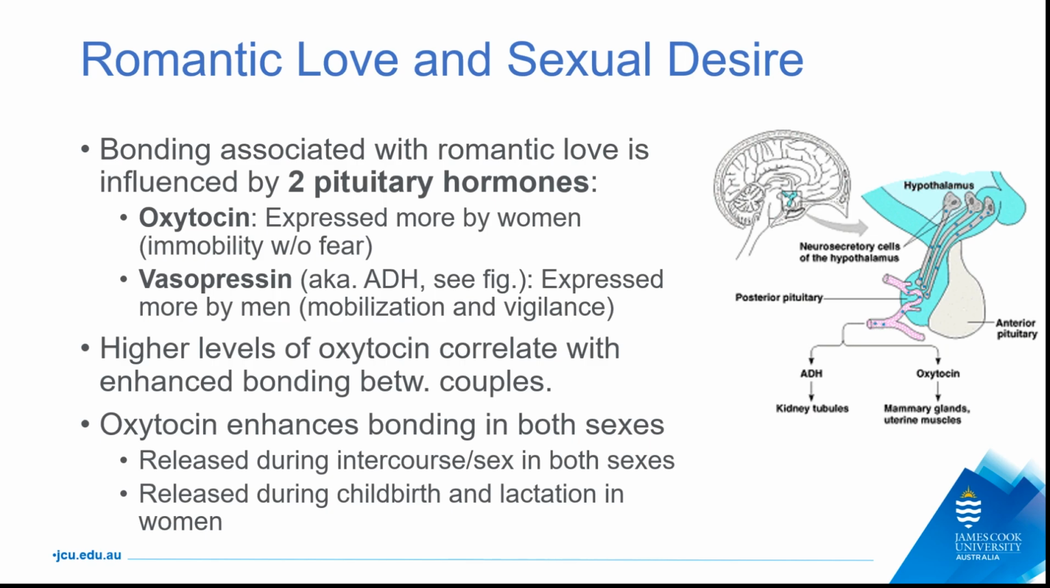And oxytocin, as we talked about in our drug lecture, is the so-called love hormone, and it correlates with enhanced bonding between couples. Oxytocin is generally released during childbirth, and also released during sex, in both sexes, regardless of whether you're a guy or a female. But the childbirth part is usually what people remember oxytocin for: it is released during childbirth to really relax the mother.